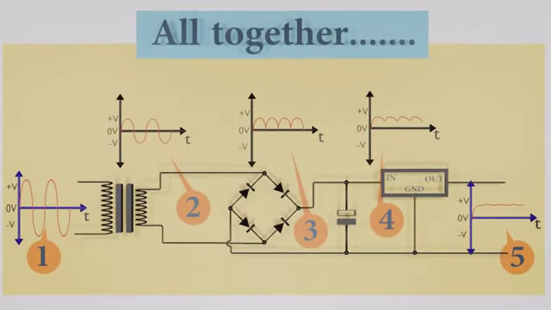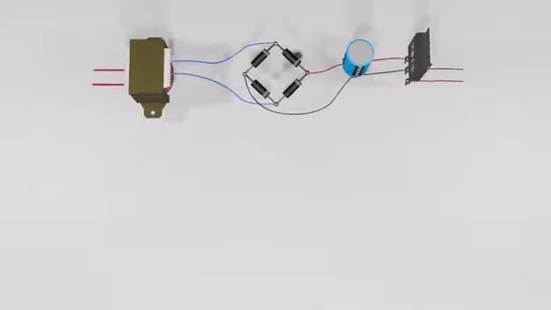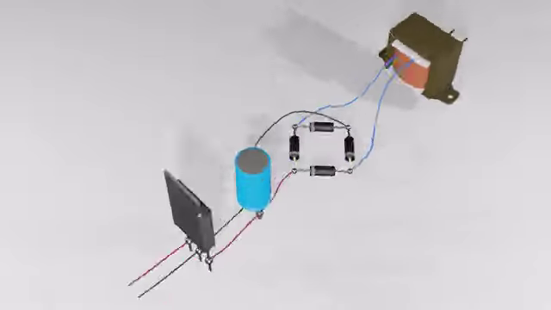We can summarize all of the above steps in one. The waveforms of each stage are like this. Finally we have our 230 V AC to 12 V pure DC converter circuit.